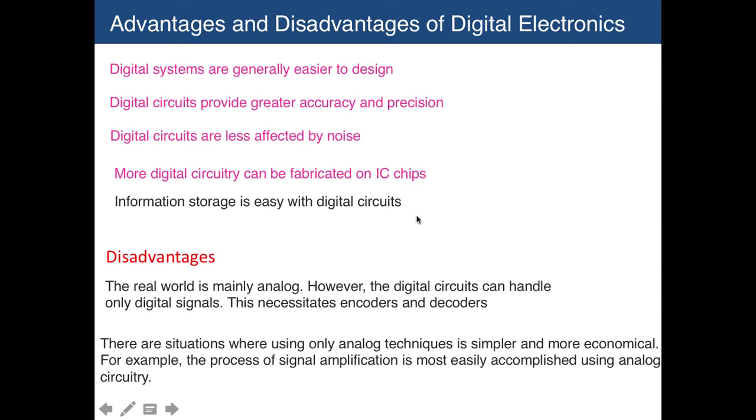In the disadvantages, the real world is mainly analog. However, the digital circuit can handle only digital signals, and it also requires an encoder and decoder. So the digital circuit's price is high as compared to analog circuits. And there are situations where using only analog techniques is much simpler and more economical. For example, the process of signal amplification is most easily accomplished using an analog circuit.